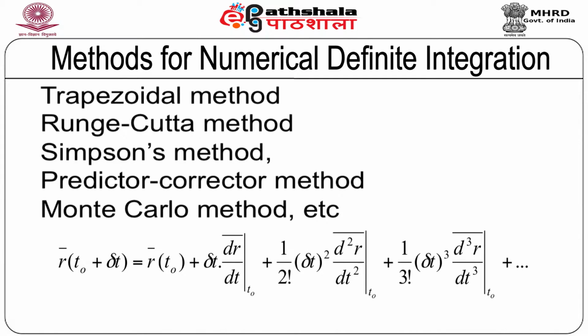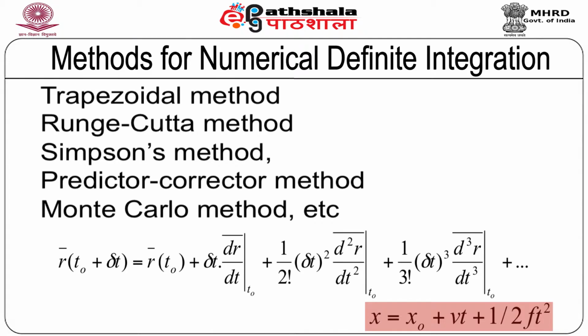Now we can expand position. Since we are interested in this molecular dynamics simulation about the positions of the atoms, we can approximately tell the position of an atom after a delta t interval is equal to the position of the atom at time t0, plus delta t into the first derivative of position with respect to time, which is actually velocity at t0, plus 1 by 2 factorial delta t square into the second derivative of position with respect to time again at t0, plus 1 by 3 factorial delta t cube into the third derivative of position with respect to time again at t0.